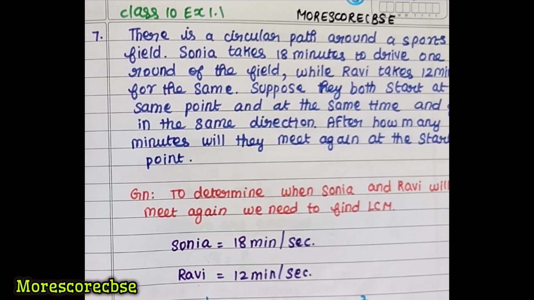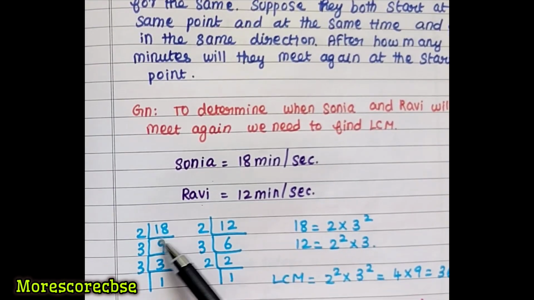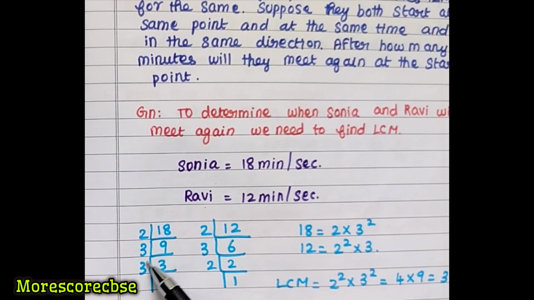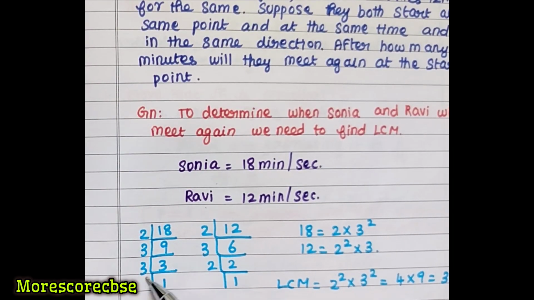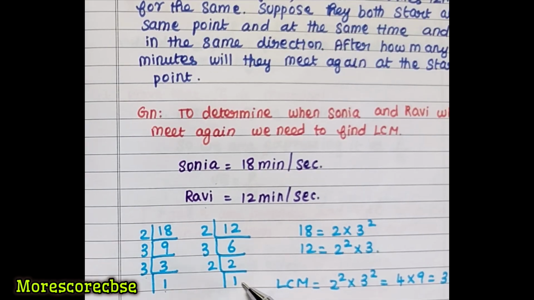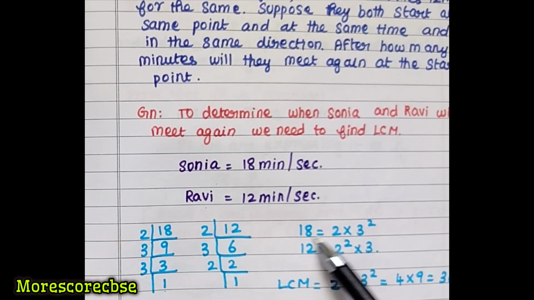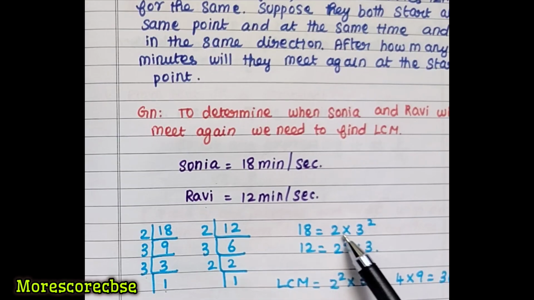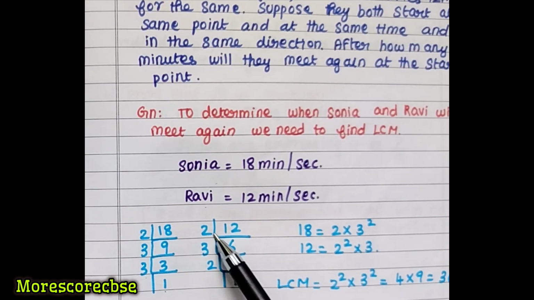So first we do prime factorization. 18 divided by 2 is 9, 9 divided by 3 is 3, and 3 divided by 3 is 1. For 12, 12 divided by 2 is 6, 6 divided by 3 is 2, 2 divided by 2 is 1. So for 18 it is 2 into 3 squared, and for 12 it is 2 squared into 3.